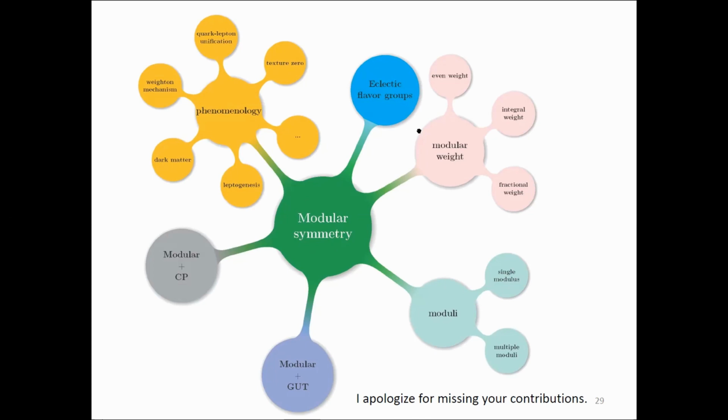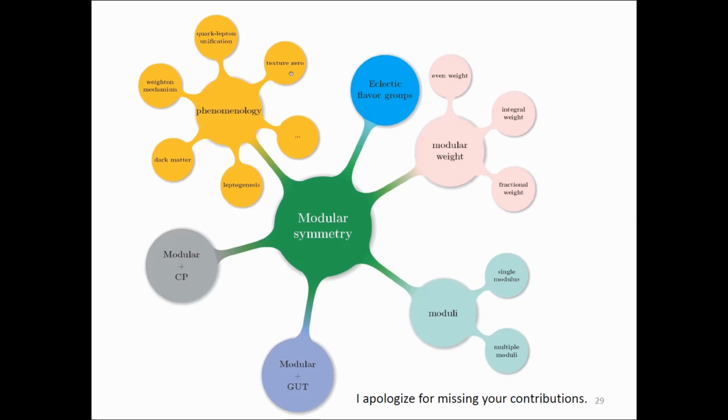For example, the modular weight can be even weight, integral weight, and fractional weight. The modular symmetry can be single modulus or multiple modulus, and we can also extend the modular symmetry by CP, and we can combine the modular symmetry with GUT symmetry to understand the flavor structures. And there are many phenomenology papers and many mechanisms have been proposed.